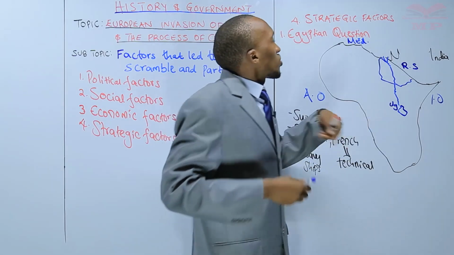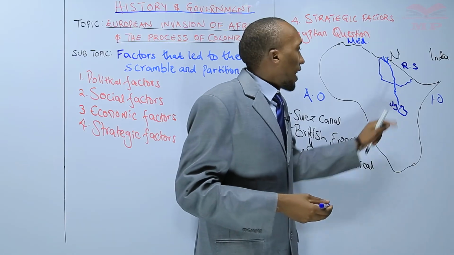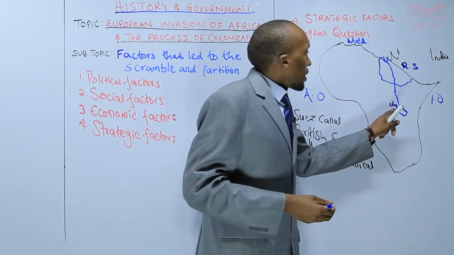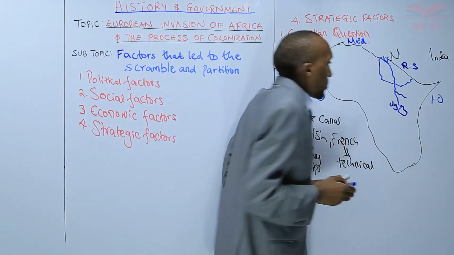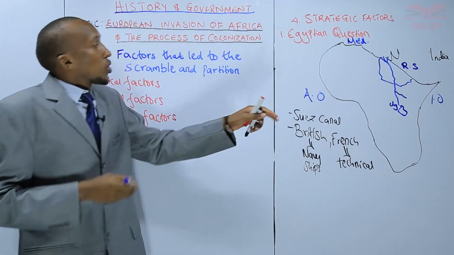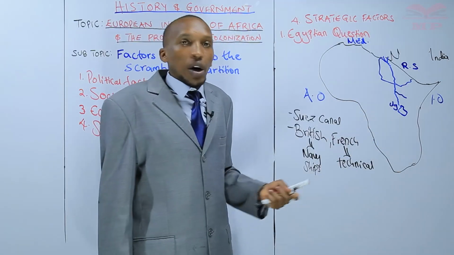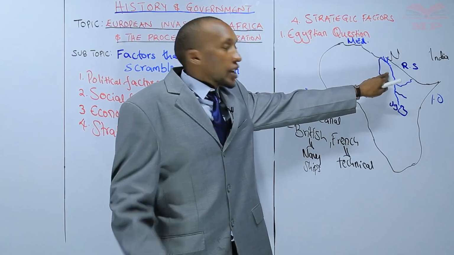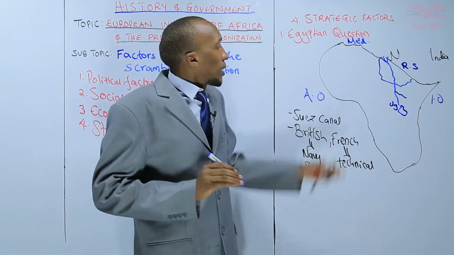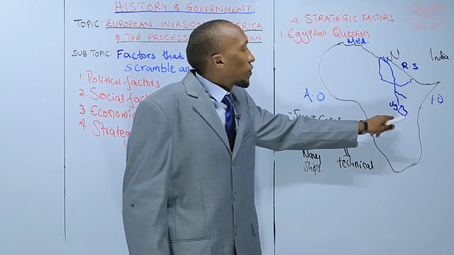Why is it of strategic importance to control the source of River Nile, which is in Egypt, and then we also have the other in Ethiopia, right? Why was it so important for the European powers to control this? Remember, who has taken over the nation of Egypt? Very good, the British. So the British were interested in securing the source of River Nile.